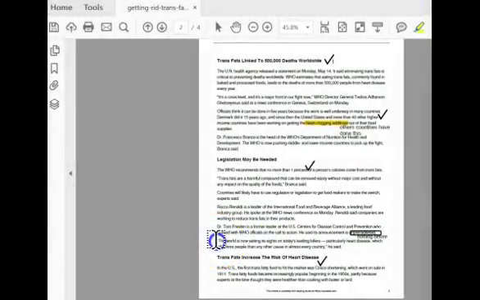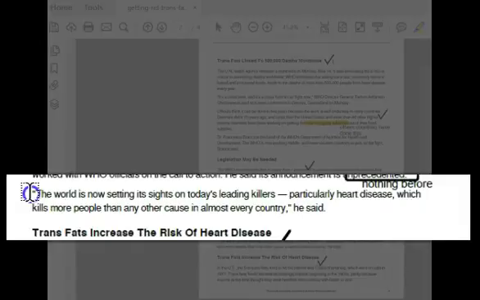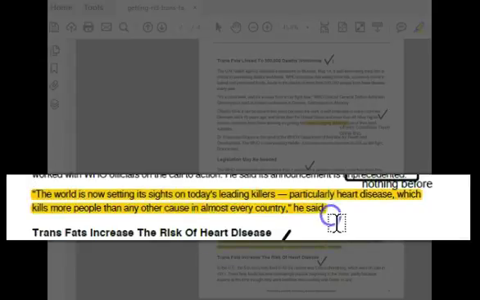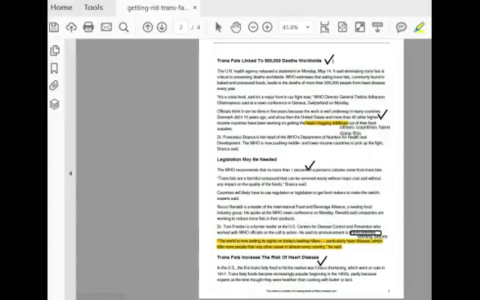I also see this line: "The world is now setting its sights on today's leading killers, particularly heart disease, which kills more people than any other cause in almost every country." So I want to highlight that too, because that's important.